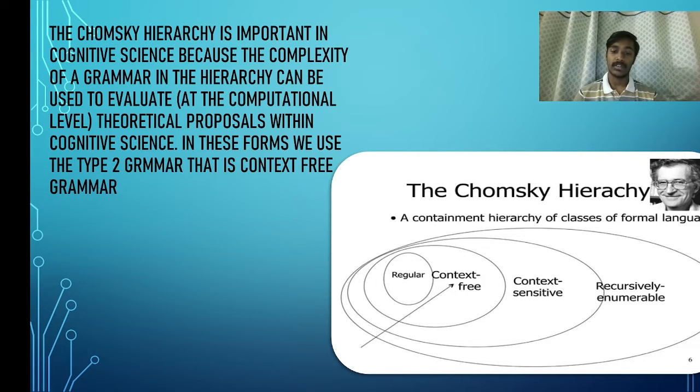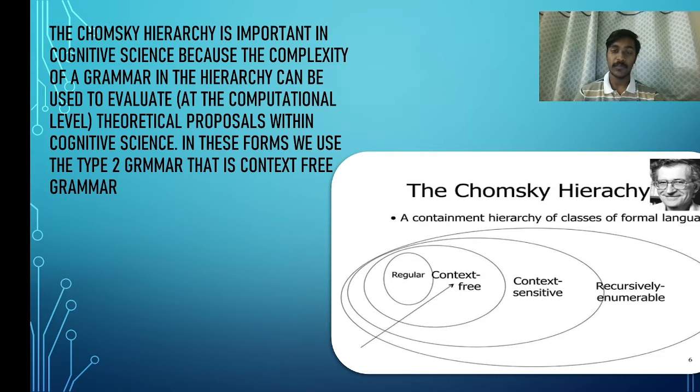What is type 0? That is unrestricted grammar. Type 0 grammar includes all formal grammars. Type 0 grammar languages are recognized by Turing machines. These languages are also known as recursively enumerable languages. Type 1, that is context-sensitive grammar, which I have shown in the photo here. Type 1 grammars generate context-sensitive languages. The language generated by the grammar is recognized by linear bounded automata.